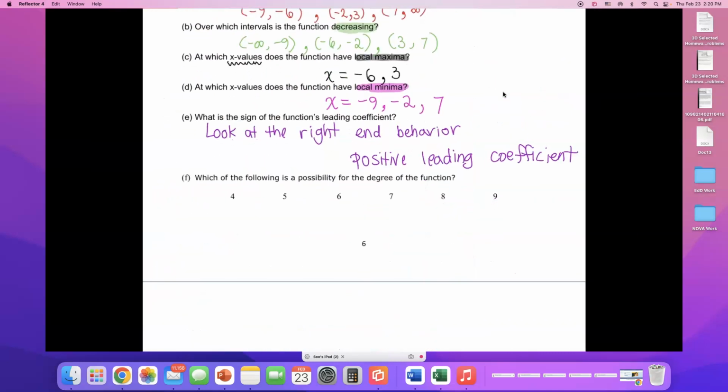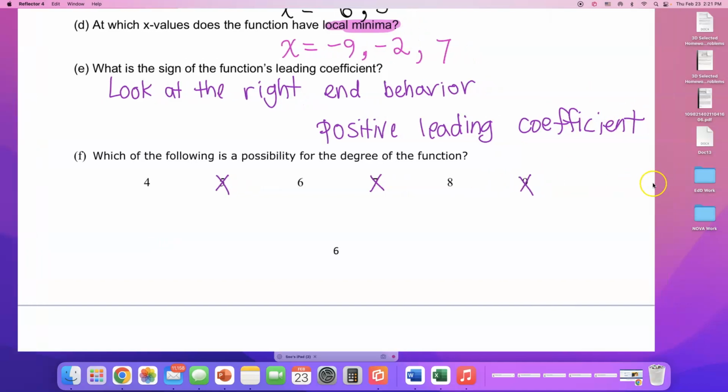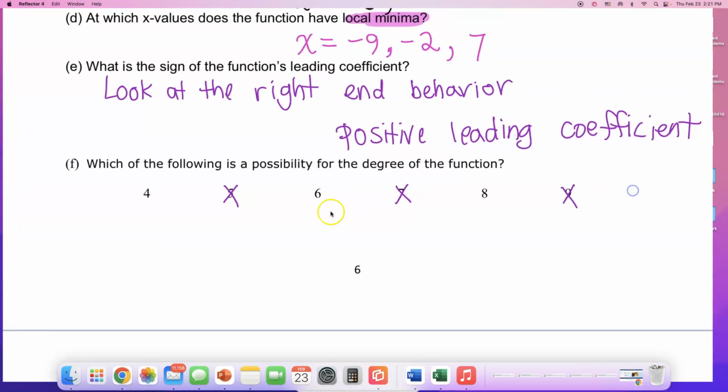So what you're going to do over here is cross out all the odd numbers. Out, out, and out. Because the end behavior is the same to the right and left, the degree must be an even number. So we have 3 candidates left, 4, 6, and 8.